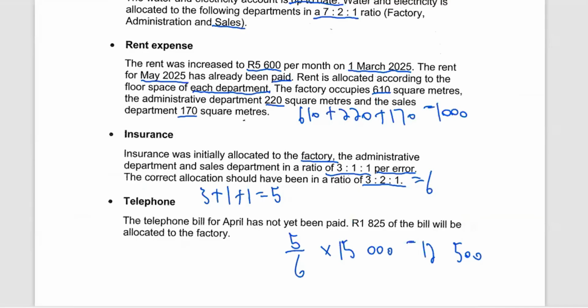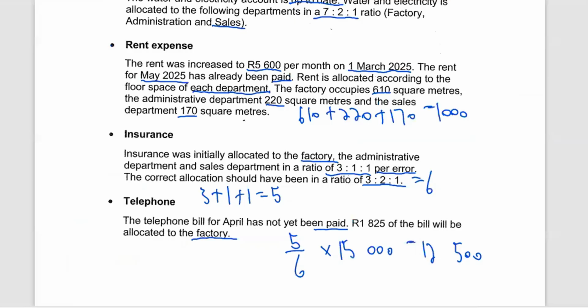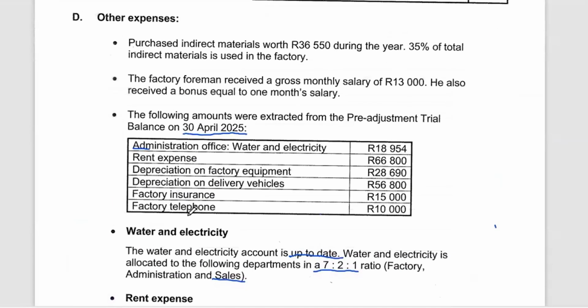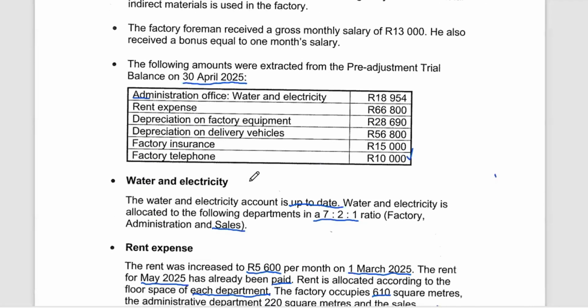The telephone bill for April has not been paid. It means it's accrued. 1,825 of the bill will be allocated to the factory. So we have a factory overhead, we have our telephone. Then now, how much is our opening balance of our telephone? Our opening balance of our telephone is 10,000. So we're going to open our bracket and record the 10,000. And we go back to our information.